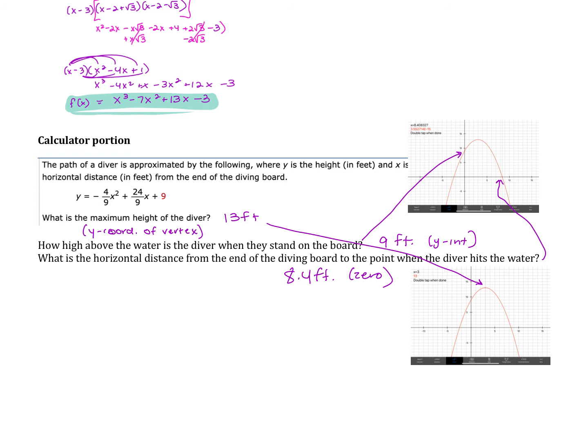Okay, so this question said the path of a diver is approximated by the following, where y is the height in feet and x is the horizontal distance in feet from the end of the diving board. So you're going to get some sort of quadratic. It's going to be yucky. You got to make sure you know how to plug that into your handheld graphing utility.